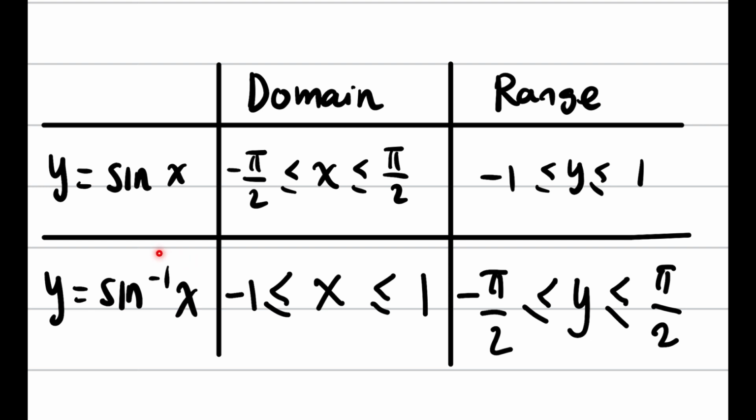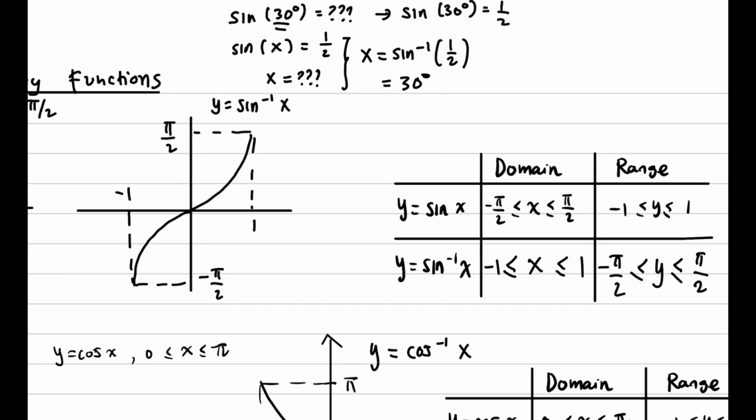For the sin inverse x, we know that for the inverse, the domain will become the range. So the range will be from minus pi over 2 until pi over 2. And the range of f(x) will become the domain of f inverse, which is x is in between minus 1 until 1. You can see it from the graph as well.